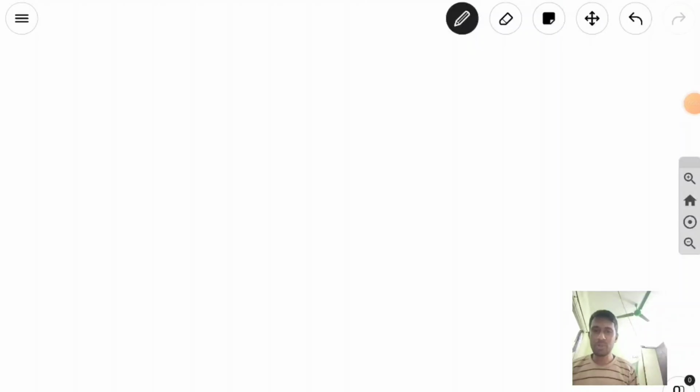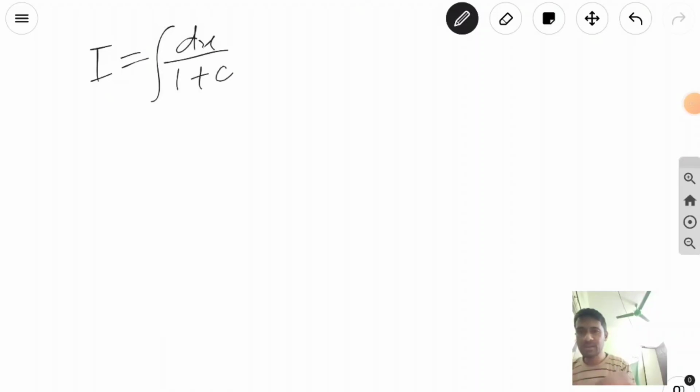Hello everybody, I am going to do an interesting integration math. This math is I equals integration dx divided by 1 plus cos 2x.